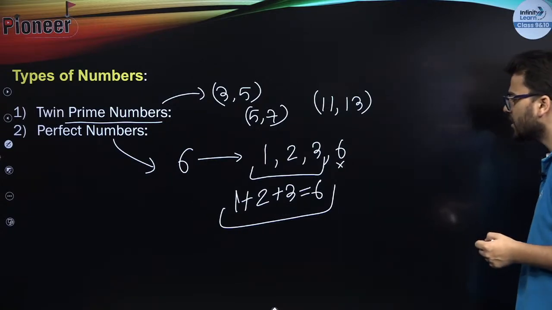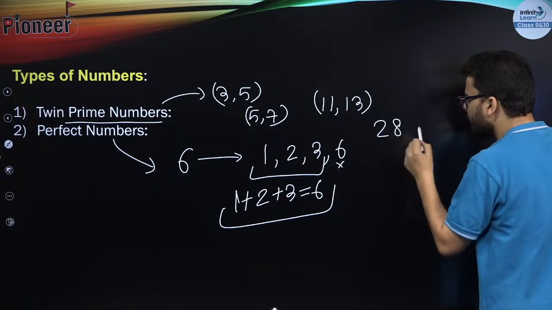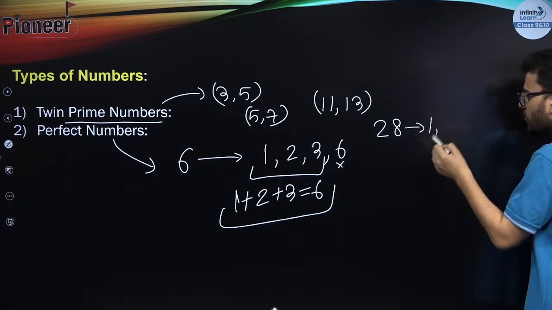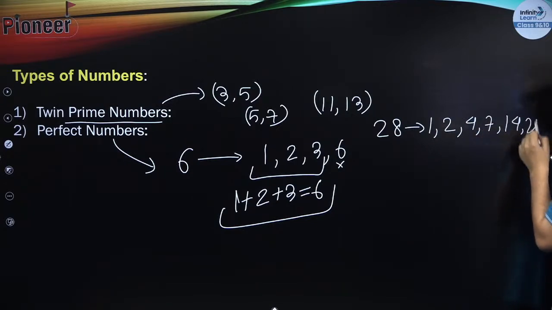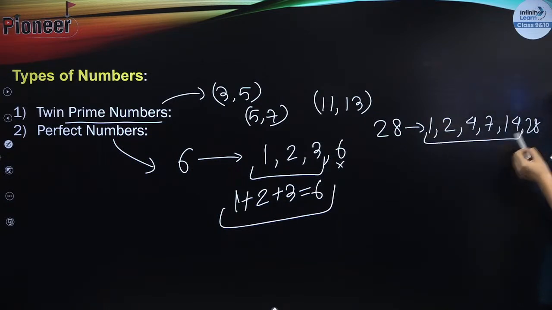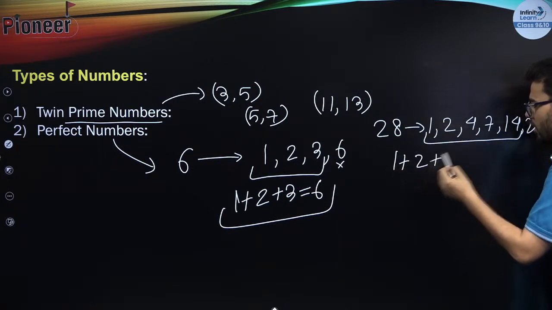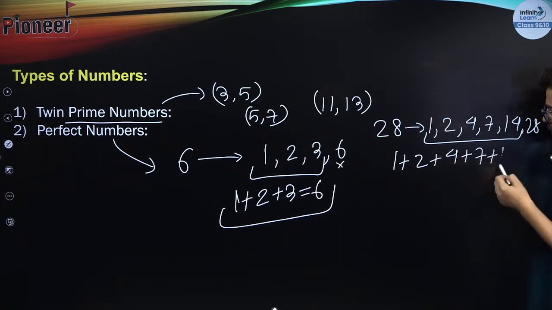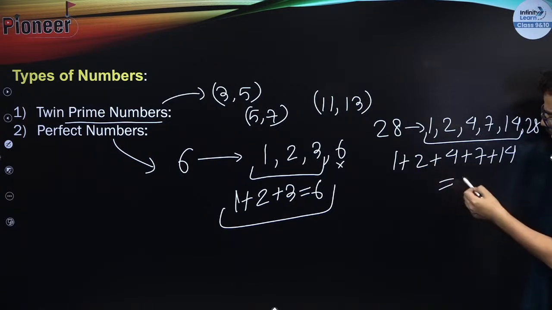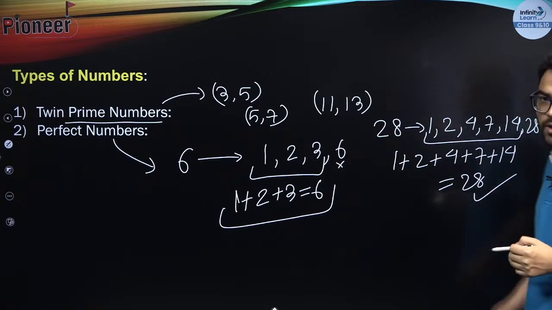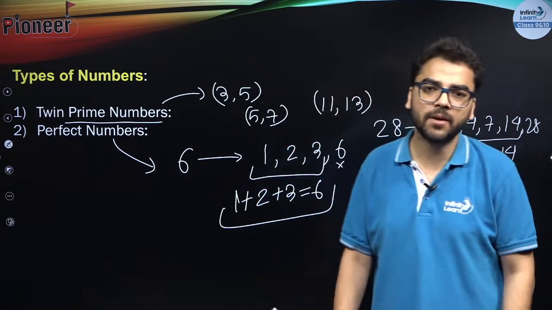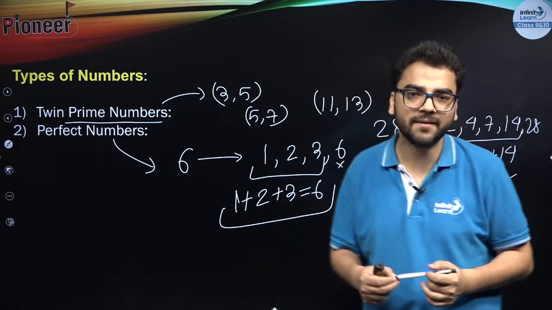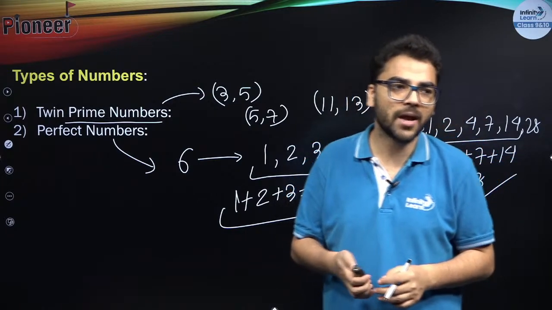In the same manner, 28 is a perfect number as well. Can you tell its factors? Its factors are 1, 2, 4, 7, 14, 28. But what are its proper divisors? Proper divisors are 1, 2, 4, 7 and 14. What is the sum of the proper divisors of 28? Are you getting 28 over here? Yeah, you will get 28 only. So a number which is equal to the sum of its proper divisors is called a perfect number. Twin prime numbers are prime numbers whose difference is 2, for example, 3 and 5, 5 and 7, 11 and 13.